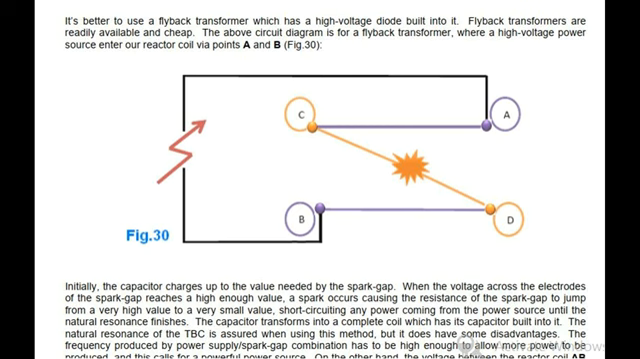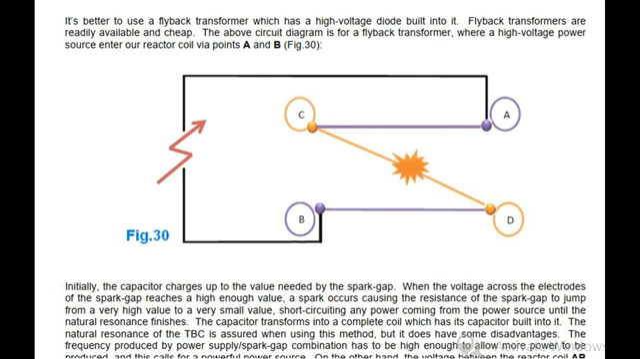Initially, the capacitor charges up to the value needed by the spark gap. When the voltage across the electrodes of the spark gap reaches a high enough value, a spark occurs, causing the resistance of the spark gap to jump from a very high value to a very small value, short-circuiting any power coming from the power source until the natural resonance finishes. The capacitor transforms into a complete coil which has its capacitor built into it. The natural resonance of the TBC is assured when using this method, but it does have some disadvantages.